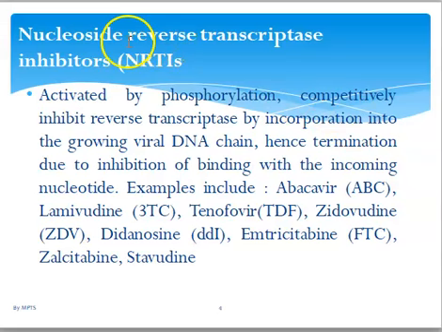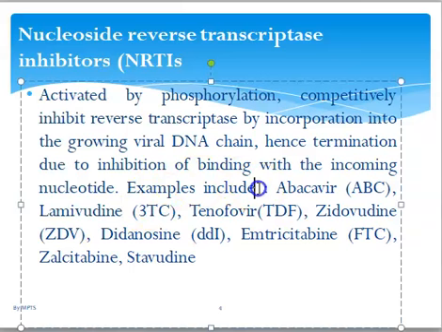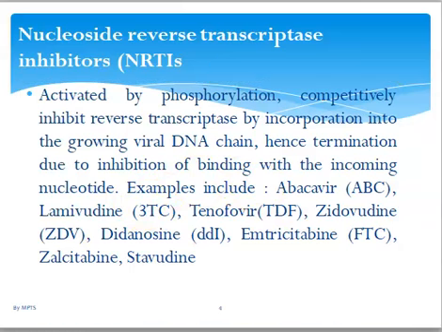One, we have the nucleoside reverse transcriptase inhibitors, the NRTIs, activated by phosphorylation, and they inhibit the reverse transcriptase enzyme by incorporation into the growing viral DNA chain, hence causing termination. Ensure you don't stop at inhibiting the enzyme, but know how they do it. It blocks the binding of incoming nucleotides. Examples are abacavir, lamivudine, tenofovir, zidovudine, didanosine, emtricitabine, zalcitabine, and stavudine.